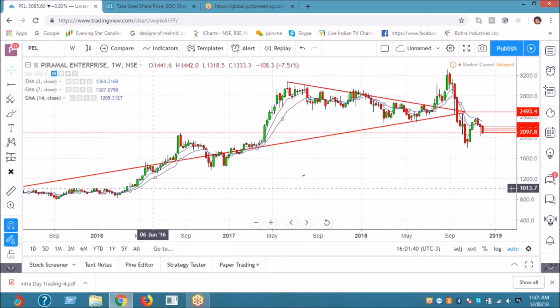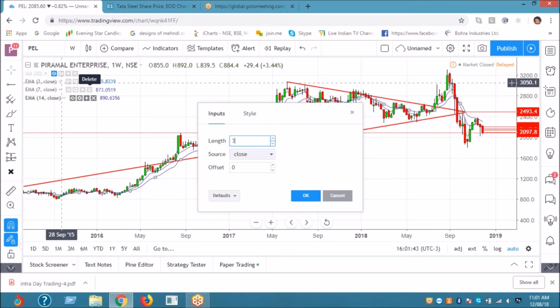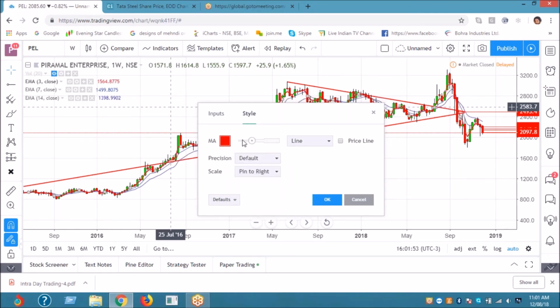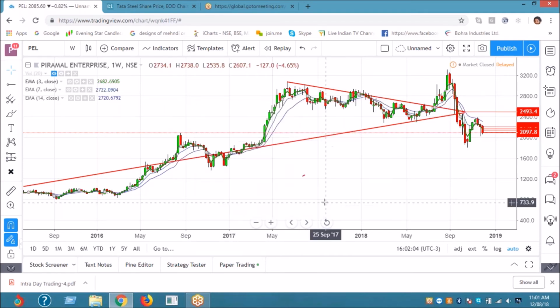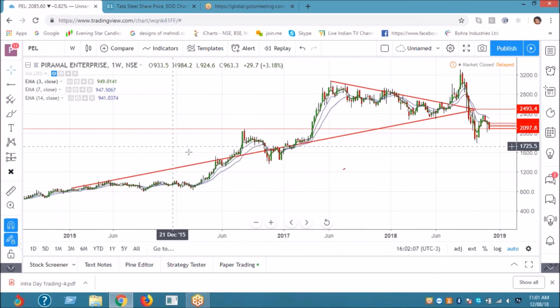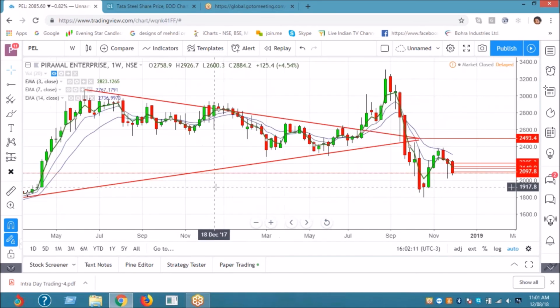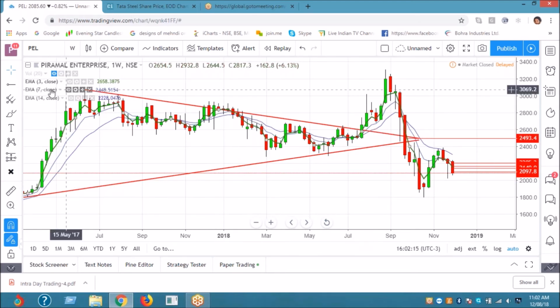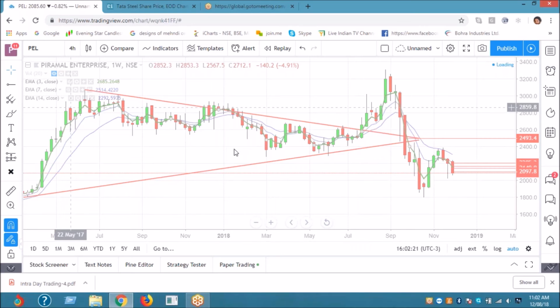So we have 3 lines, which are basically an important one. In the style, you can change it, say you take it red and the line changes. I'll make this green, or maybe dark green. So I have taken 3, 7, and 14. And this is the 4 hour chart.